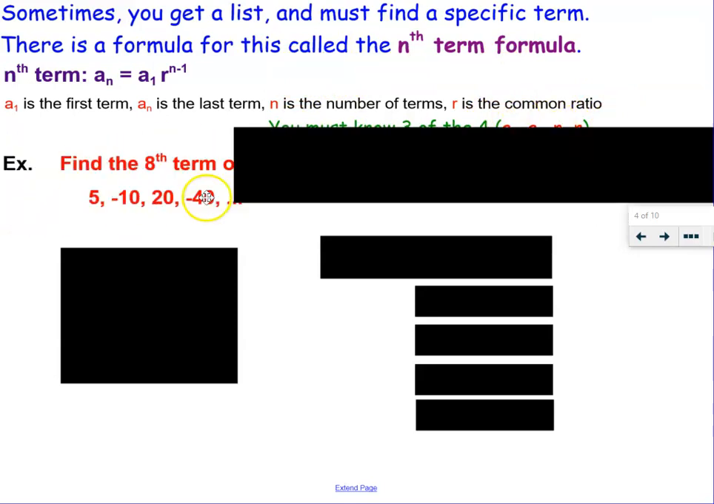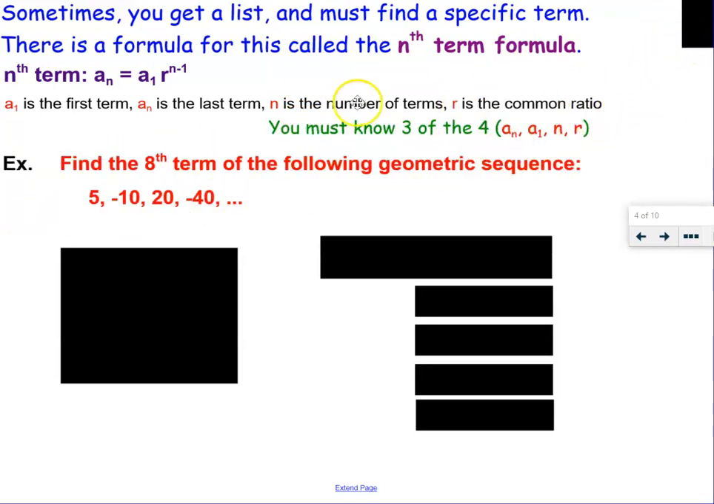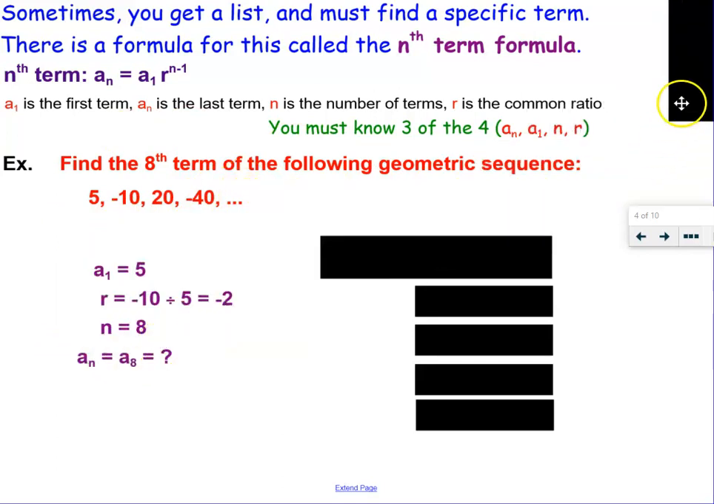That missing thing you'll find by using the formula. So here's just find the 8th term of the following geometric sequence: 5, then -10, then 20, then -40, and so on. So what do we know? The first term is 5.